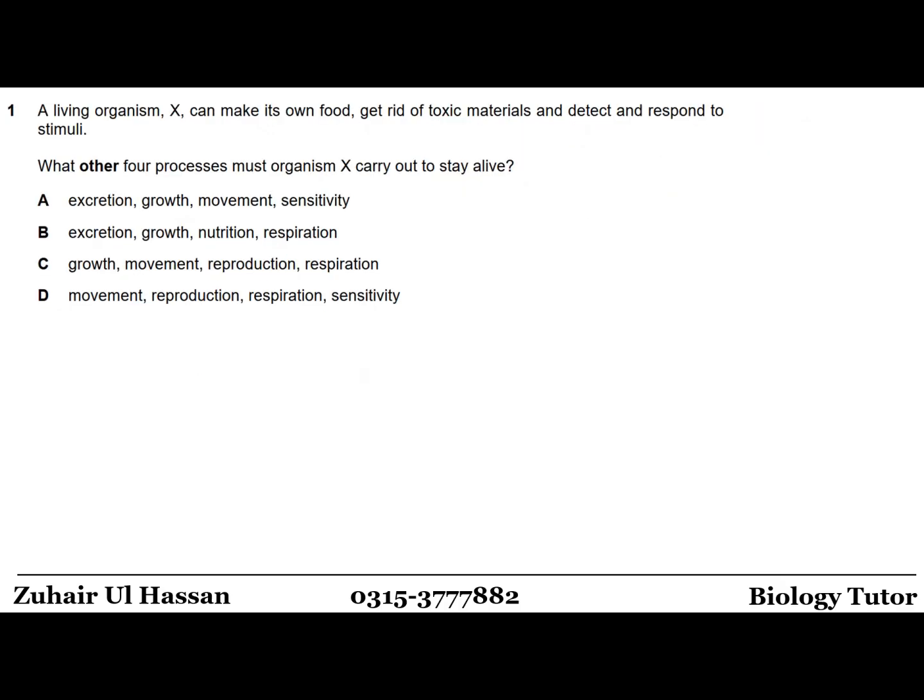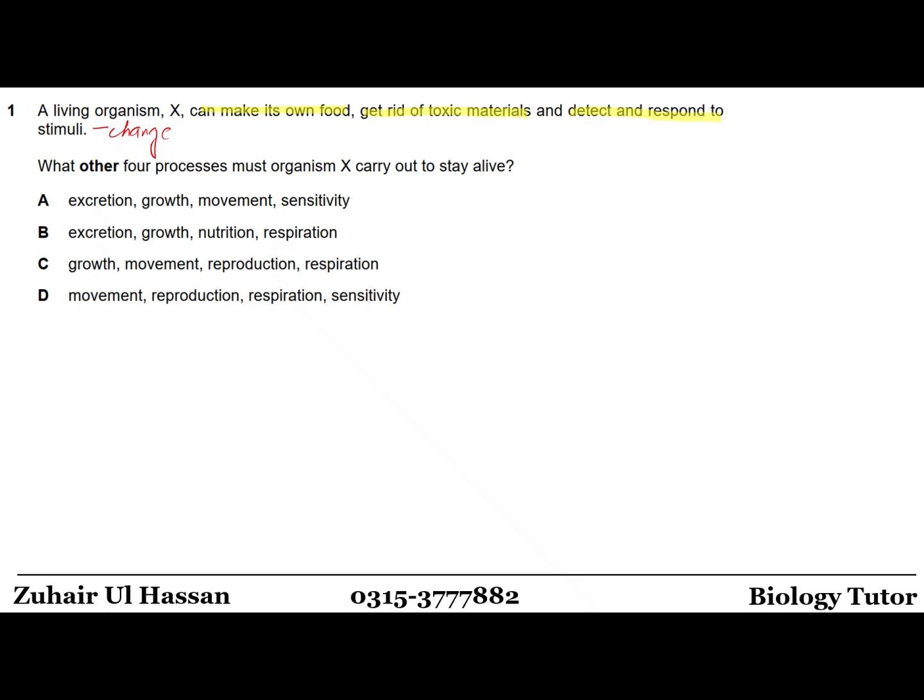Another question just like the previous one: a living organism X can make its own food, get rid of toxic materials, and detect and respond to the stimuli. Which other four processes must organism X carry out to stay alive? So first of all, it is making its own food, getting rid of toxic material, detecting and responding to the stimuli. Stimuli means the change that is going on in the environment. A change in the environment is known as the stimuli.